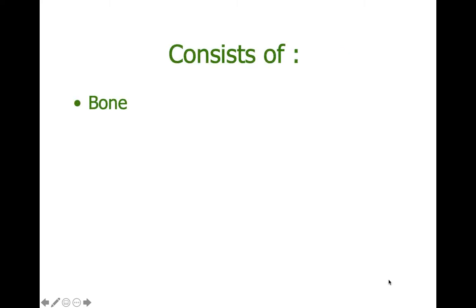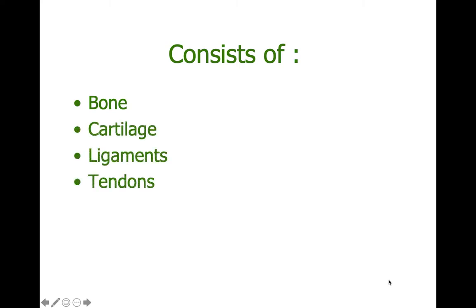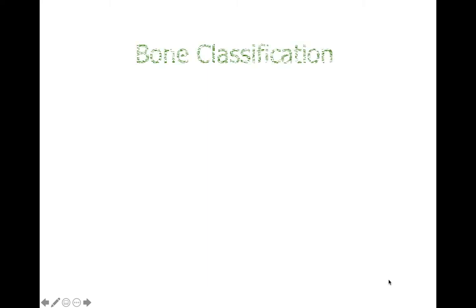Now, what does the skeleton consist of? Obviously, it's going to be the bones, but also cartilage, ligaments, and tendons. We need these other connective tissues to kind of hold everything together. By that I mean hold the bones together, hold the muscles to the bones, and that sort of thing. And the cartilage acts as a shock absorber, if you will, so we're not going to have grinding bone on bone. That would be very painful, and it would break down the bone very quickly, and we don't want that.